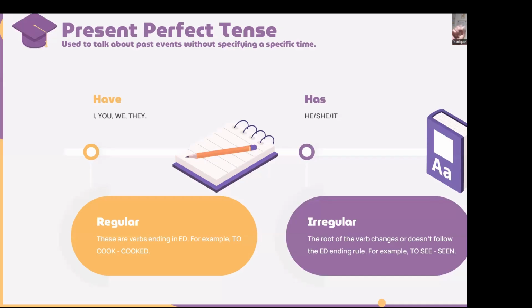But let's say we had the verb to see. To see is an irregular verb, okay? In the past participle, to see becomes seen. So I can say, I have, the auxiliary verb to have, I have seen, you have seen, we have seen, they have seen. Then we have has. So he, she, it has seen. And that's how we create the present perfect tense. Okay? Awesome.